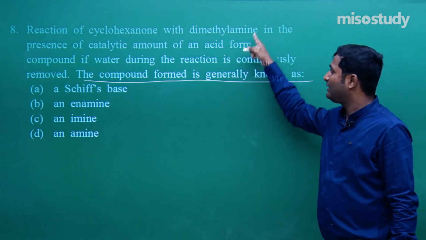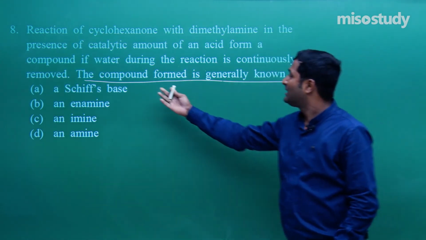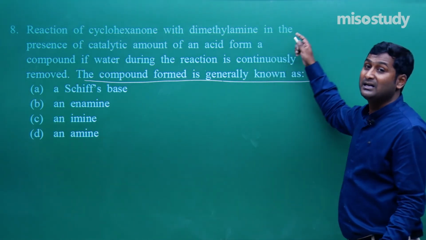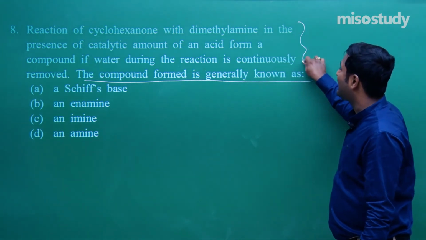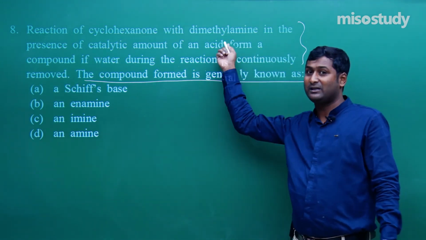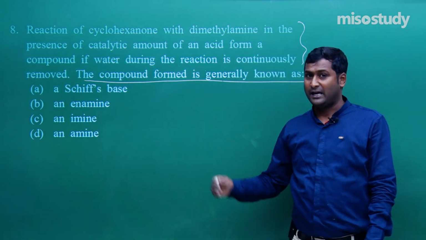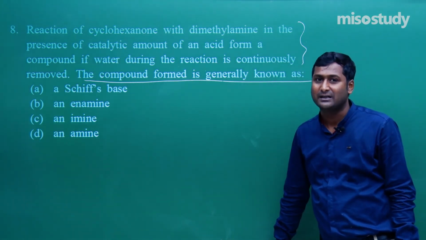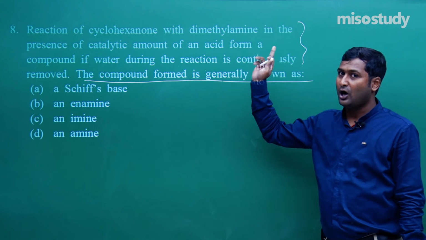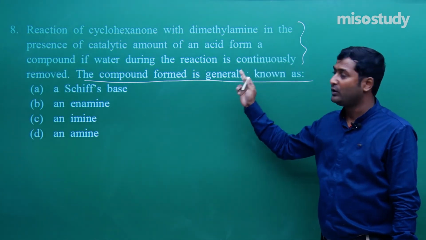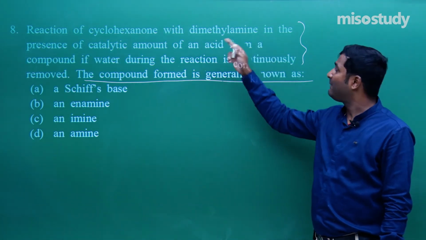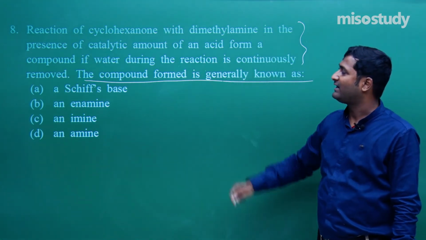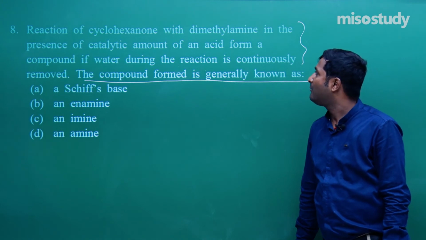We are not given conditions here to proceed with the reaction. The compound formed is generally known as, remember this, I discussed this during my lecture. I am giving you time. It is just a theory; here you do not need to complete the reaction. Reaction of cyclohexanone with dimethylamine in the presence of a catalytic amount of an acid forms a compound.